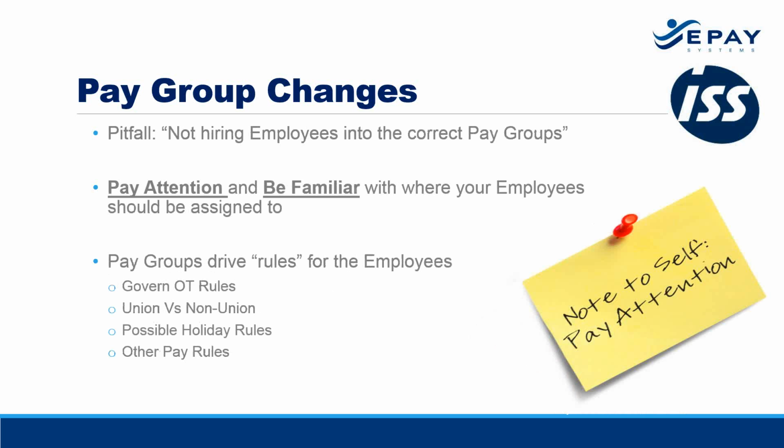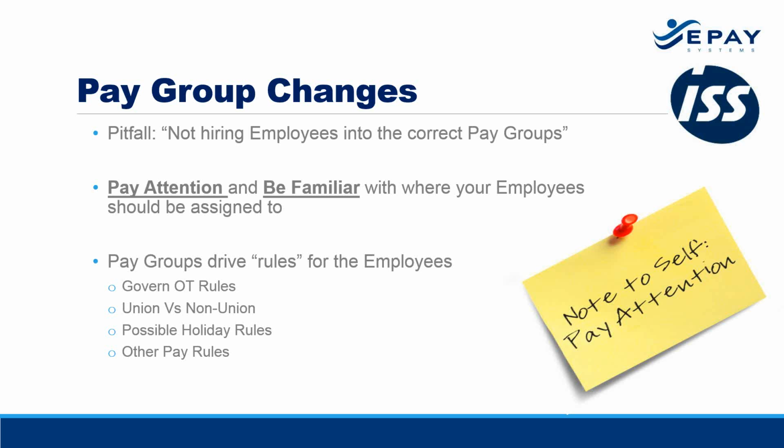So part of this pitfall is just pay attention. Be familiar with your employees and where they should be assigned to. Now, pay groups, like I mentioned, they drive the rules for the employees, and I can't say that enough. It governs OT, union versus non-union. So we have some pay groups that start with a U. There are some that start with the letter N. That kind of determines union versus non-union. I'll explain a little bit more about that here momentarily.